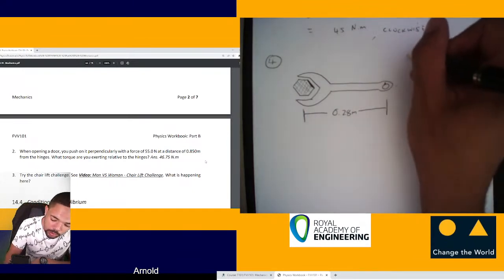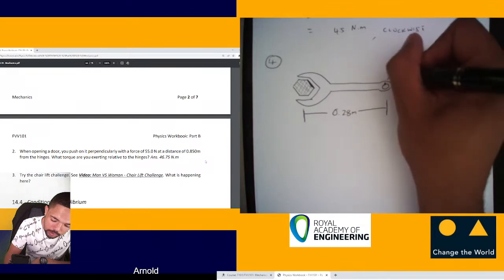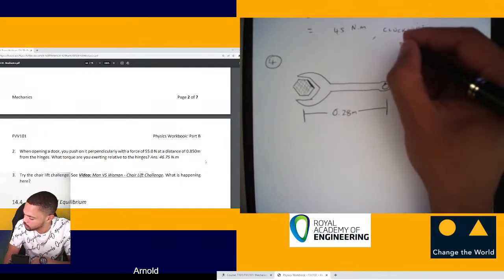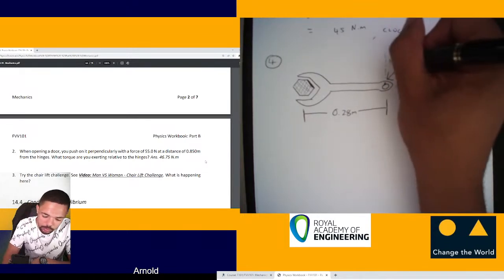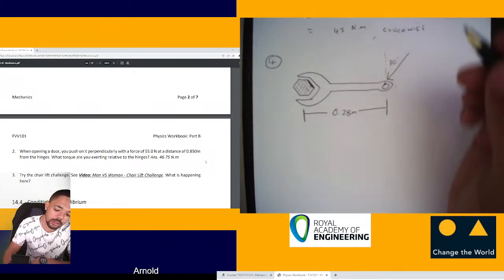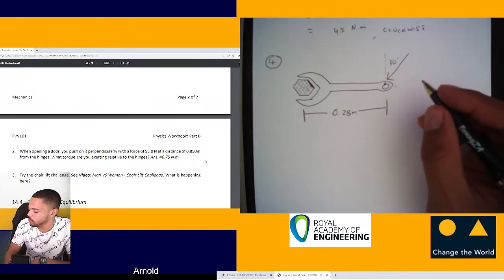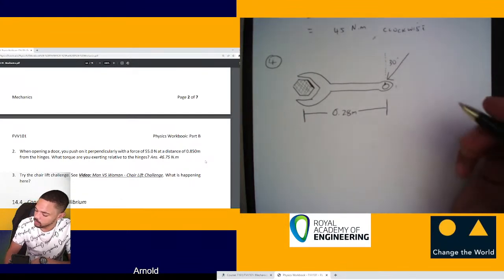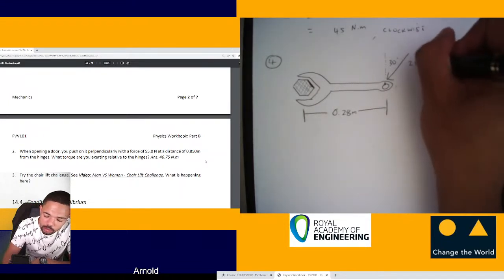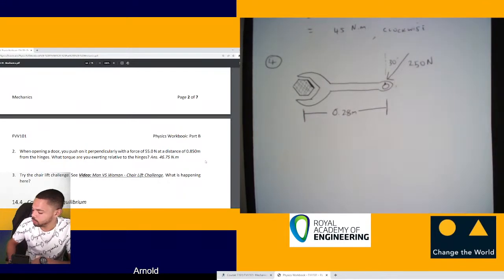And the force acting on the spanner is being applied at an angle to the perpendicular, and that angle is 30 degrees. That force is being applied 60 degrees from the horizontal but 30 degrees from the perpendicular. And finally, the force being applied is 250 newtons.